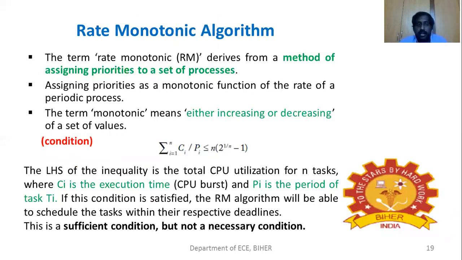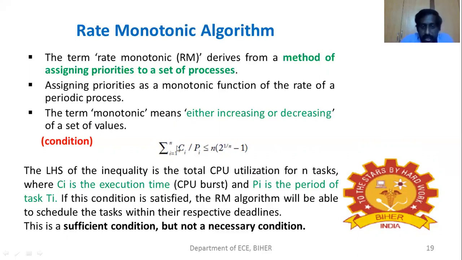Rate monotonic algorithm. The term rate monotonic derives from a method of assigning priorities to a set of processes. You assign priorities as a monotonic function of the rate of periodic processes. The term monotonic means either increasing or decreasing of a set of values. You can see the conditions in this equation.